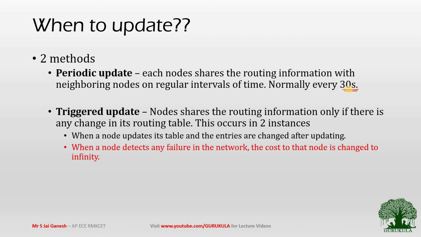Similarly, the other instance could be that a node may detect a failure in the network, so the cost to that particular node has to be changed to infinity, because that node has become unreachable. Any node which is unreachable has to be changed to infinity.